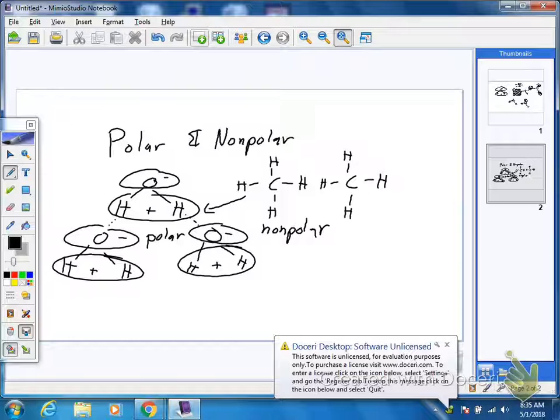Let's take a look at the answers you have for 12.6. Number 6 is insoluble. It shouldn't dissolve. B, shouldn't dissolve. C, dissolves. And D, dissolves. Did you guys have that? So ionic dissolves too.